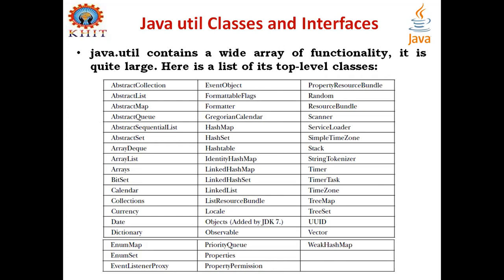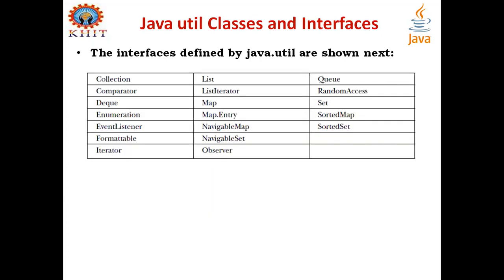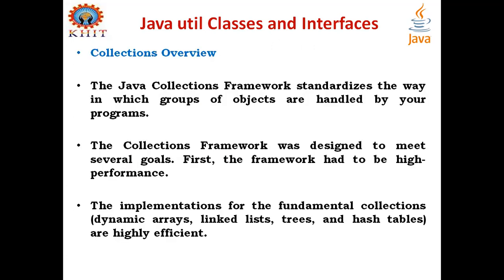It is some list of top level classes of this java.util package. These are also same. And coming to the collections framework, this framework standardizes the way in which groups of objects are handled by your programs. It allows you to make some group of classes or group of objects into the process where you are going to solve a particular problem.